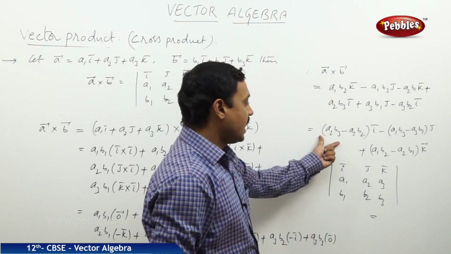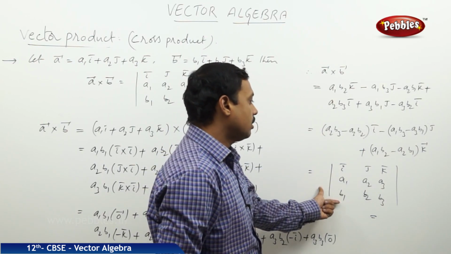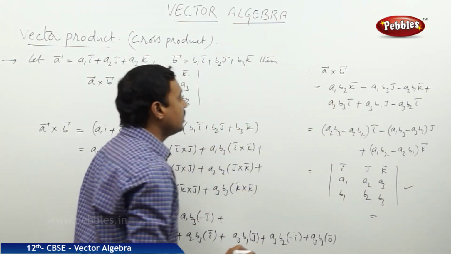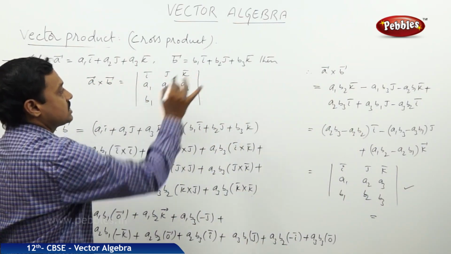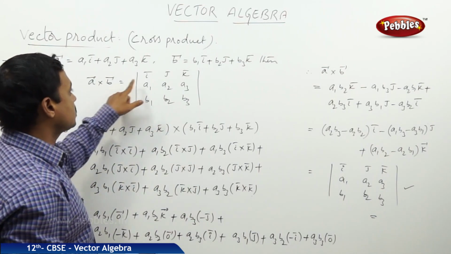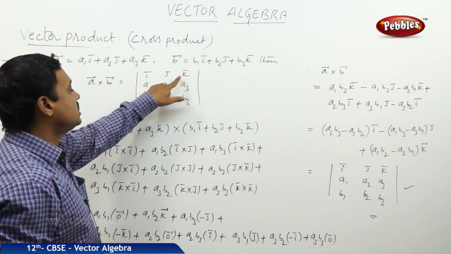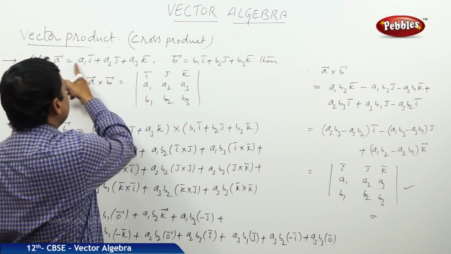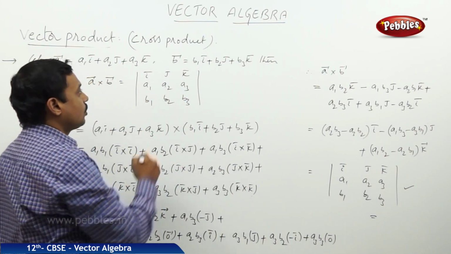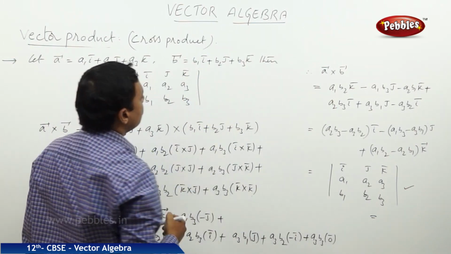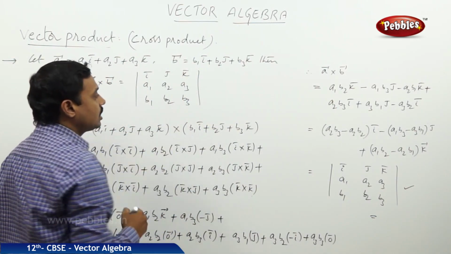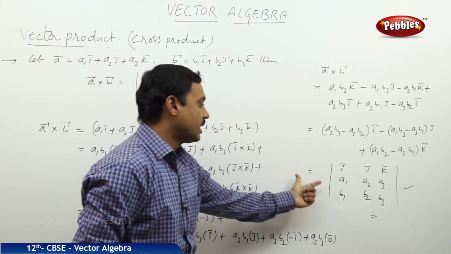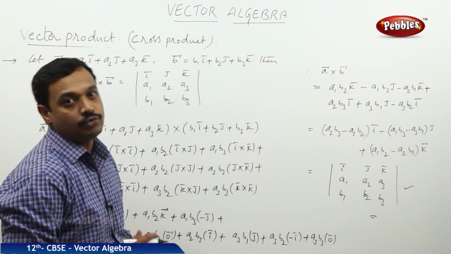So this is the expansion of this 3 by 3 matrix, so that we can use this formula to find the cross product of any two given vectors. First of all, write i, j, k in the first row, take the components of the first vector along the second row, and the components of the second vector along the third row, and apply the determinant concept of a 3 by 3 matrix to get the cross product of the two vectors.